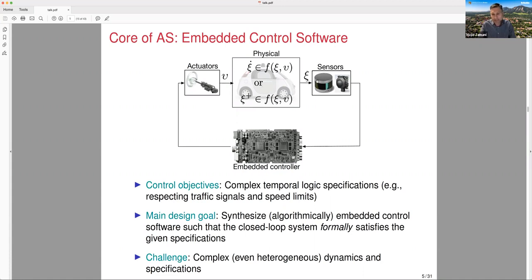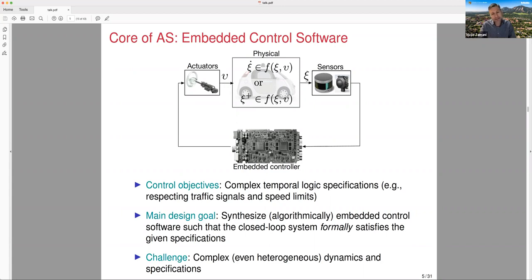And then we have some sensors that measure the state variables of the system, for example, in the case of a self-driving car, the velocity, acceleration, and other variables in the system. And they feed those measurements to the computer, for example, in the case of a self-driving car, the autopilot. We call it the embedded controller. And then the embedded controller, given the property of interest, tries to control the actuators of the physical system. So the main goal of my research is designing this embedded controller for the physical system in a formal and rigorous way, and at the same time systematic.